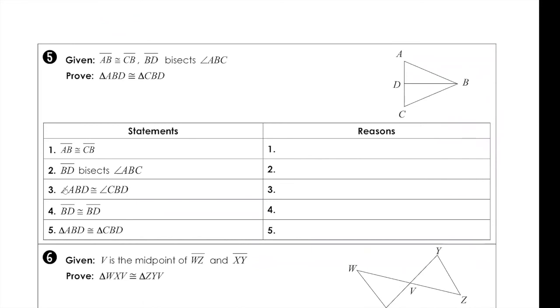AB is congruent to CB. Let's go ahead and mark that on our diagram. So that's in yellow. Go ahead and highlight that in yellow.